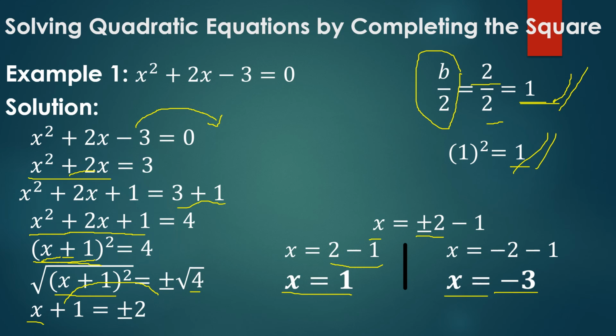Therefore, the values or roots of the equation x squared plus 2x minus 3 is equal to 0 are 1 and negative 3. Now, how are we going to know if these answers are correct? We have to do the checking. And the checking part, I will leave it to you. You are the one who is going to verify if these answers are correct. Okay?